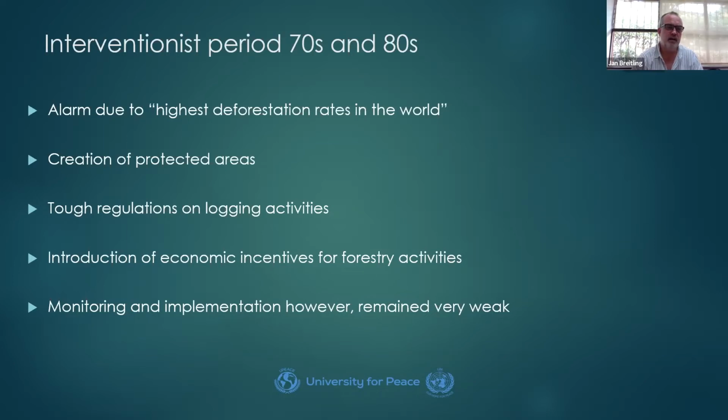So Costa Rica reacted in the 70s and 80s by creating national parks, by creating a whole system of conservation areas, increasing and establishing regulations for logging, and also already experimenting with the first economic incentives in order to make people change their behavior, right? So to reforest or to protect forests that were still there through economic incentives. At that time, monitoring and implementation of these regulations was very weak. There were also issues of corruption in certain instances, but at least the attention was on deforestation as a problem.